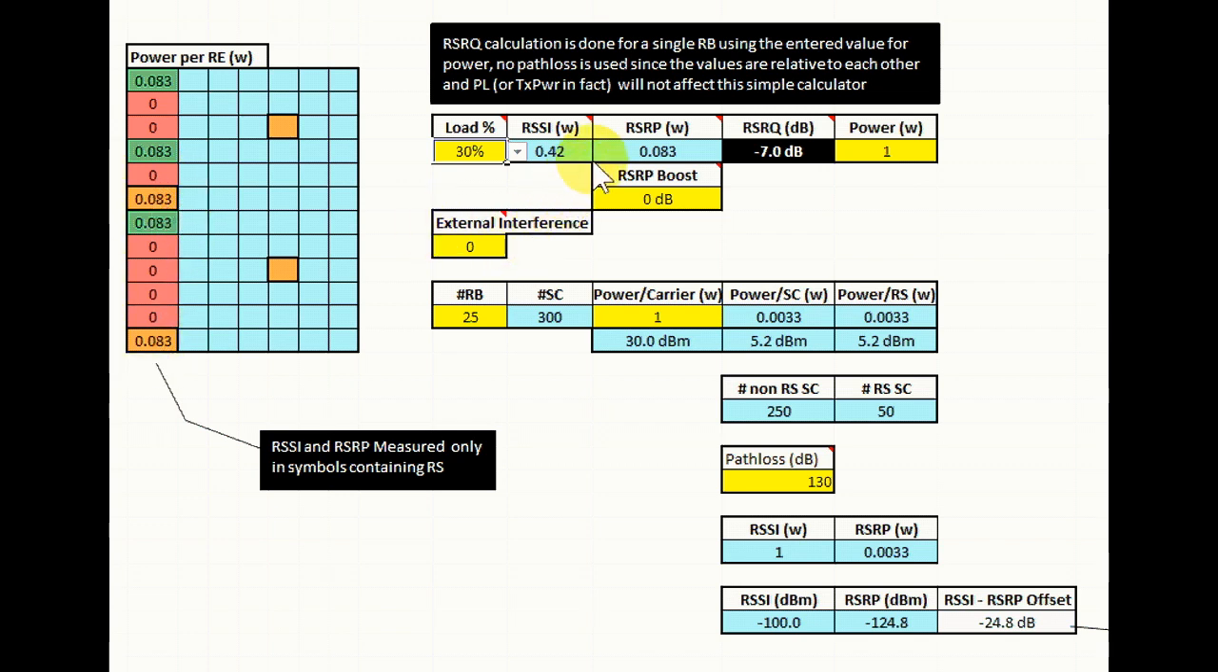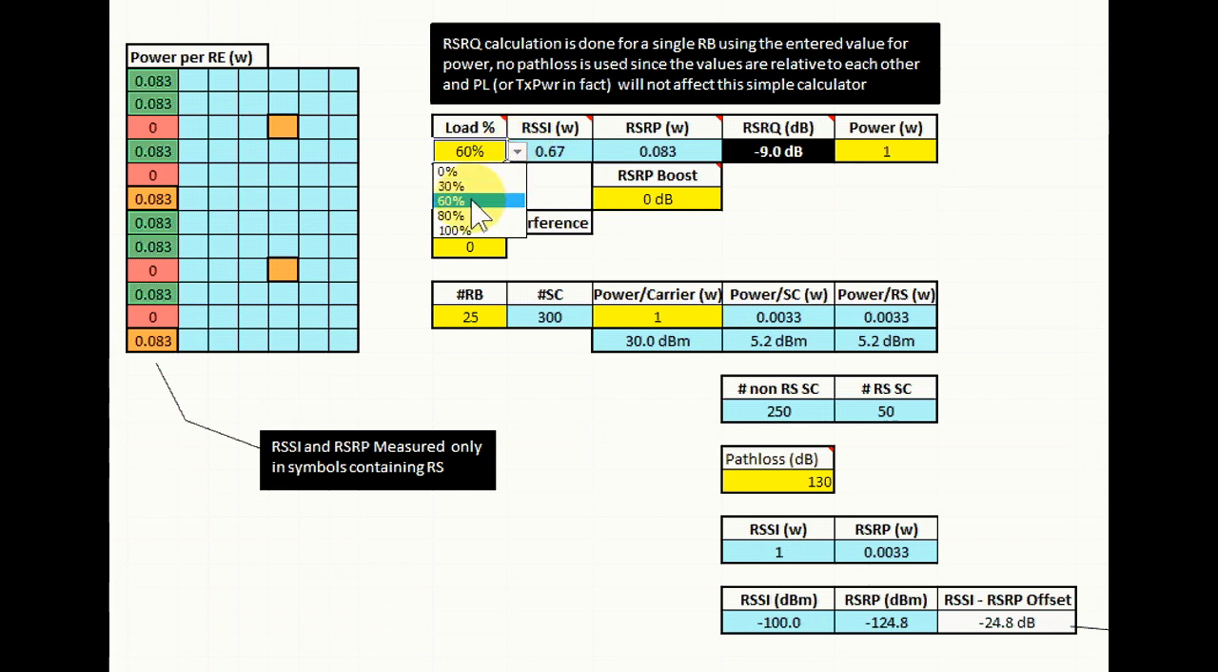So we have a total power present now of 0.42 of a watt, the RSSI measurement, and the RSRP measurement of course stays the same. This then results in an RSRQ measurement of minus 7 dB. If we step the load up a little bit more, to 60%, you can now see we're filling approximately 60% of those resource elements with traffic. The measured RSSI, of course, will increase because there's now more power present, and we now have an RSRQ value of minus 9 dB.